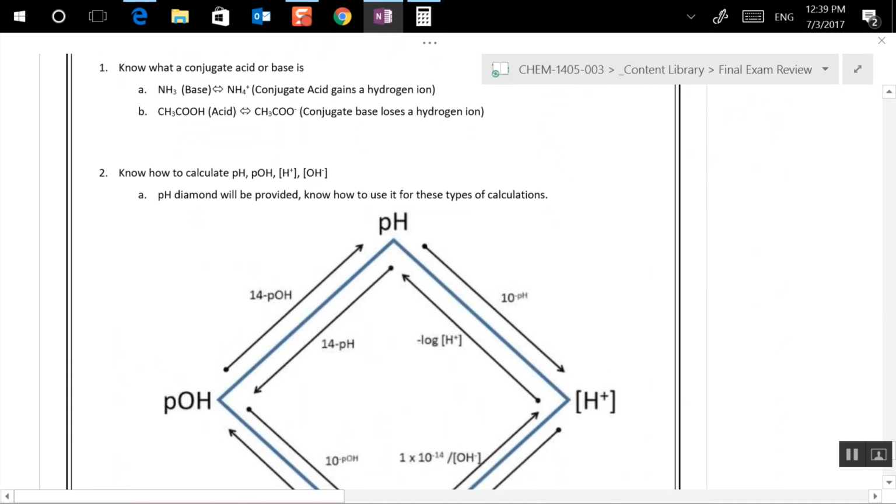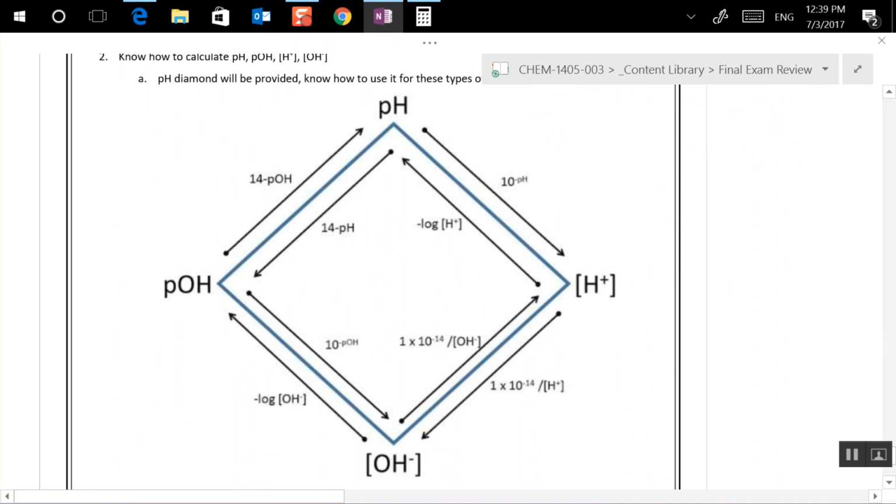You walk through it. Okay, so you guys will have this available as a reference material. So, if I told you that your pOH was 1.8, and I asked you, what is your H plus ion concentration? Okay? And this might be a good thing to do. When you have the question, and you have your diamond, look at it and identify, okay, I'm starting here, and I'm going to here. Okay?